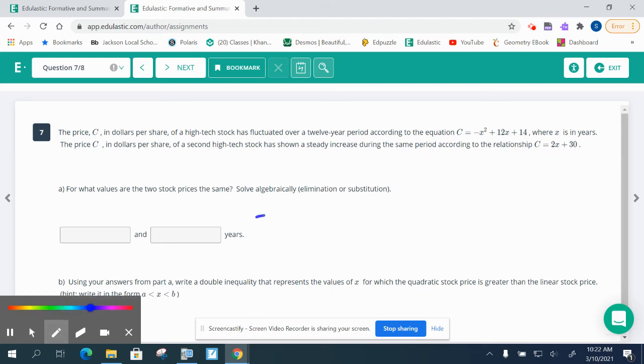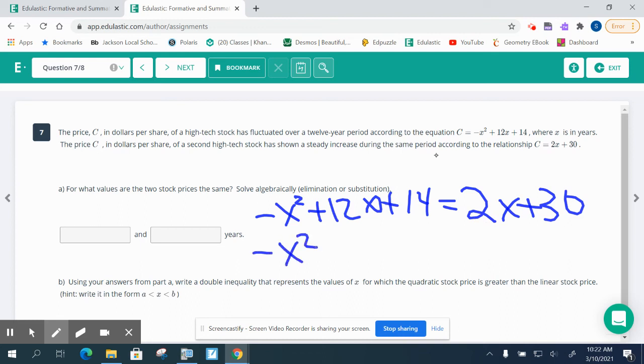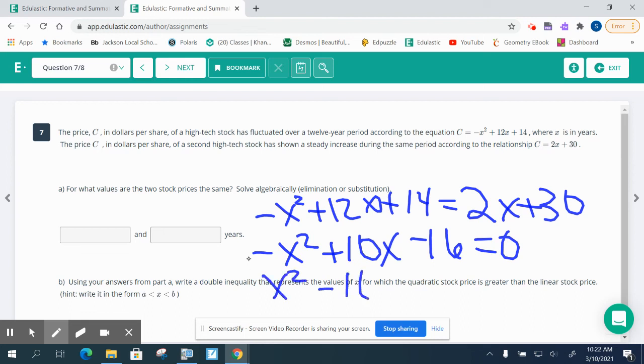So I would do negative x squared plus 12x plus 14 equals 2x plus 30. Okay, subtract these things over. So I would get negative x squared plus 10x minus 16 equals 0. And now I can't factor this until the x squared is positive. So I have to change all of the signs. So this would be x squared minus 10x plus 16 equals 0. Factor that, and you will be able to get the numbers.